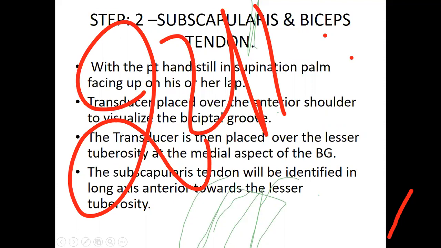With the patient sitting in the same position, you want to appreciate the transducer position now. This is where you see that the transducer is positioned again on the shoulder head. You want to visualize the bicipital groove. And once the bicipital groove is appreciated, you are going to appreciate the subscapularis tendon. This will be identified in the long axis, anterior, towards the lesser tuberosity. So the same position anterior, remember, we are only looking at two things. You want now to see the subscapularis tendon in the anterior component.